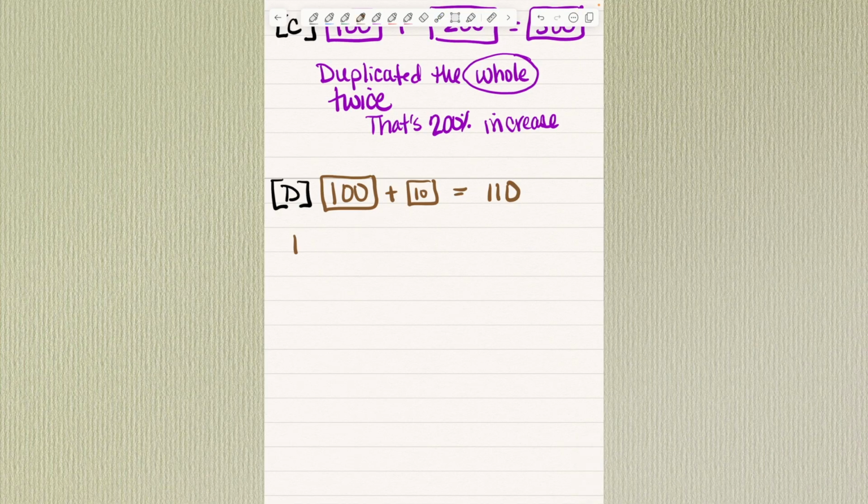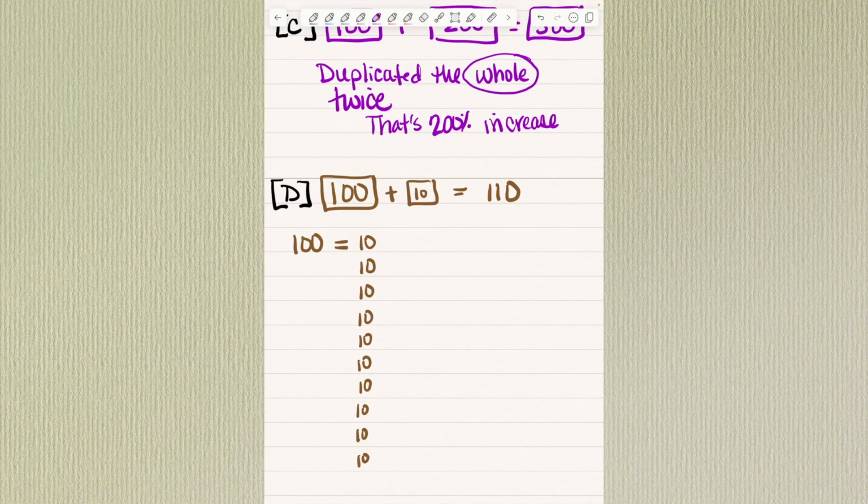Let me show you. If I take 100 and I change the 100 into blocks of 10, how many blocks is that? Well, that's 10, 20, 30, 40, 50, 60, 70, 80, 90, 100. I got 1, 2, 3, 4, 5, 6, 7, 8, 9, 10. 10 blocks. So if there's 10 total blocks, then do you agree?